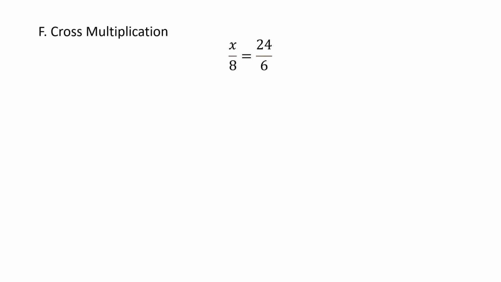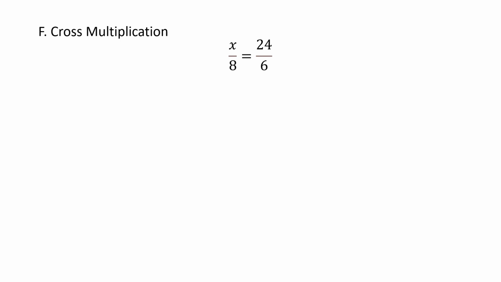So F is cross multiplication. Technically what you're doing is you're solving proportions. And a proportion is just 2 ratios connected by an equal sign. And a ratio is simply a comparison of 2 things written as a fraction. Basically, 2 fractions that equal each other becomes a proportion. We solve this using cross multiplication.